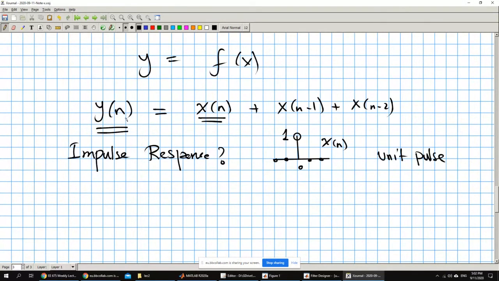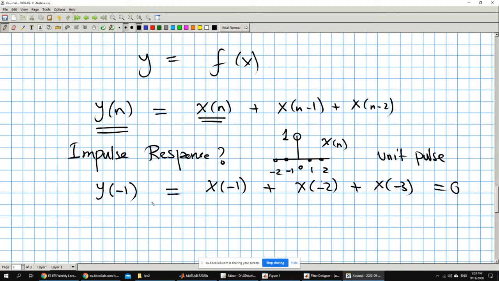Basically, we have y of n here as a function of x of n, x of n minus 1, and so on. Let's try to compute y at negative 1. Can you tell me exactly what the expression for y of minus 1 is? Just substitute n equal to minus 1. So x of minus 1, plus x of minus 2, plus x of minus 3. How much are these? This is x of n, so basically these are all 0.